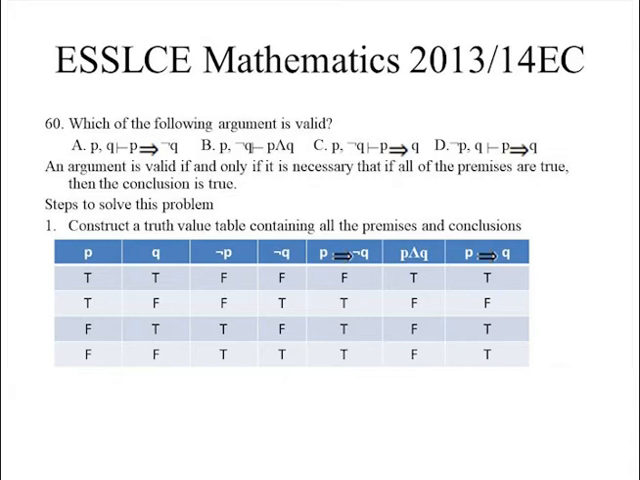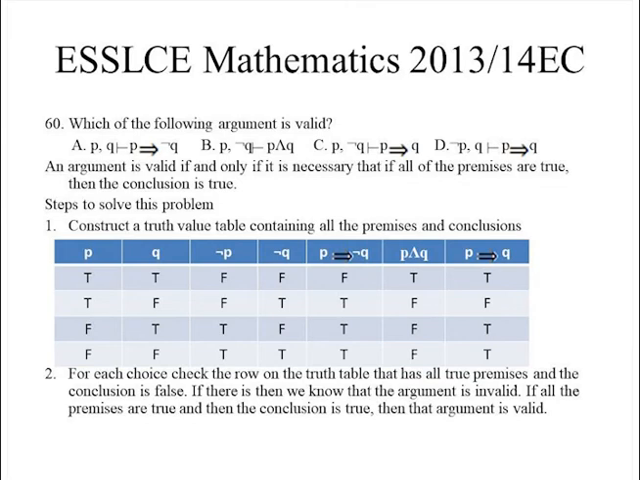Now let's move to step 2. For each choice, check the row on the truth table that has all true premises and the conclusion is false. If there is, then we know that the argument is invalid. If all the premises are true and the conclusion is true, then the argument is valid. So let's check each of the choices.